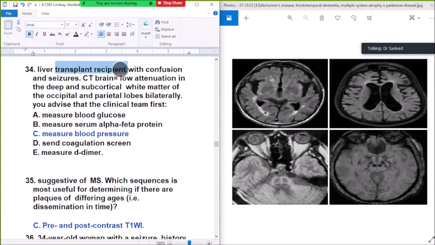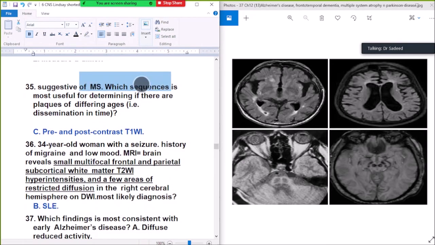34. Liver transplant recipient with confusion and seizures. CT brain shows low attenuation in the deep and subcortical white matter of the occipital and parietal lobes bilaterally. Advise the clinical team to first measure blood pressure. Because he already had a liver transplant and now has confusion, seizure, and low attenuation in deep and subcortical white matter, this may be related to blood pressure. So first measure blood pressure.